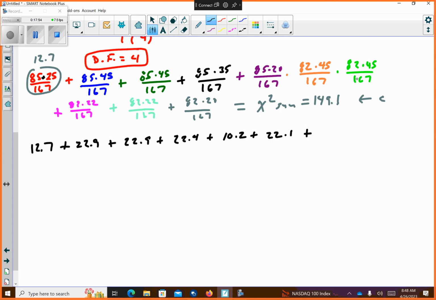82. Oh, this. Did I do this one twice? No, that should be the same. Okay. So that's 22.1 again. Plus, and then we go to the pink. 82 times 22 divided by 167. 10.8. 10.8.